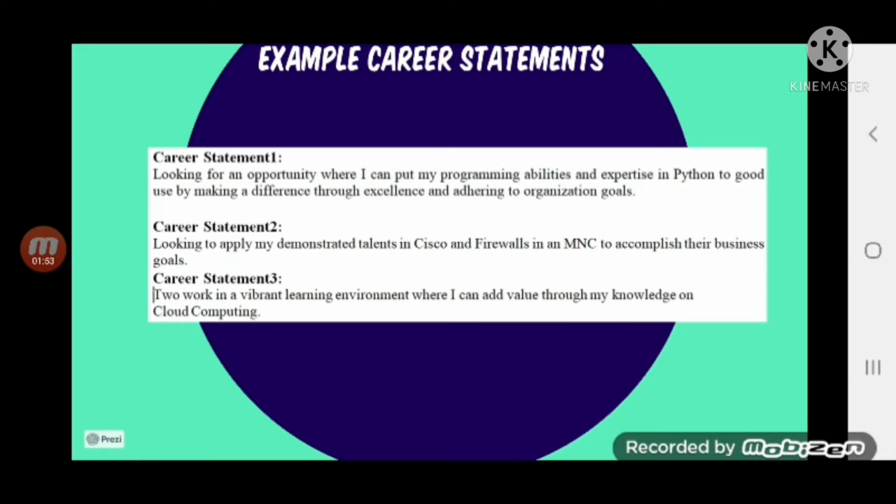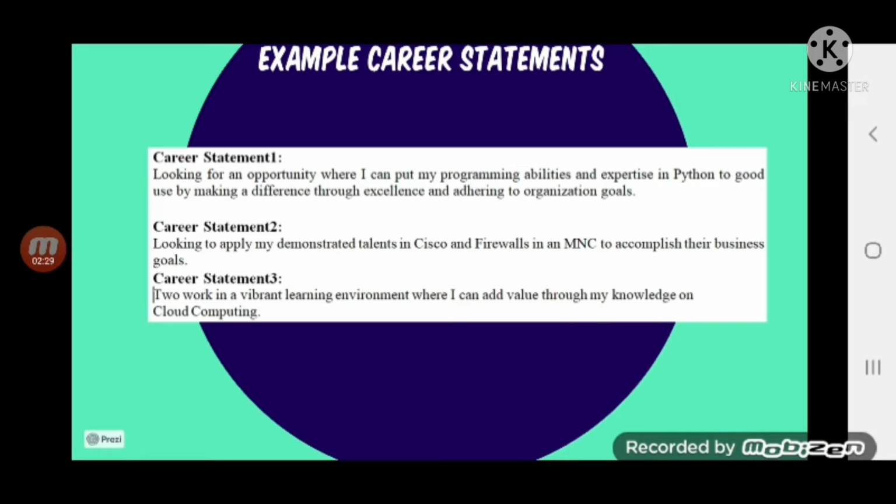In this career statement 1, the candidate is clearly specifying what he or she is good at. He specifically mentions programming abilities and his or her expertise in Python, which gives a scope to a technical interviewer to pick questions. Career statement 2 says, looking to apply my demonstrated talents in Cisco and firewalls in an MNC to accomplish their business goals.